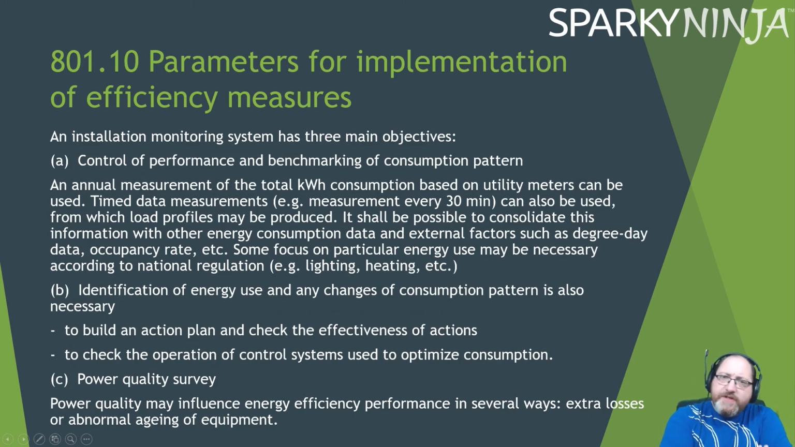Alright, an installation monitoring system shall have three main objectives. First one, control of performance and benchmarking of consumption pattern. So an annual measurement of the total kilowatt hour consumption based on utility meters can be used. Time data measurements, such as every 30 minutes, can also be used. The other one: the identification of energy use and any changes of consumption pattern is also necessary.